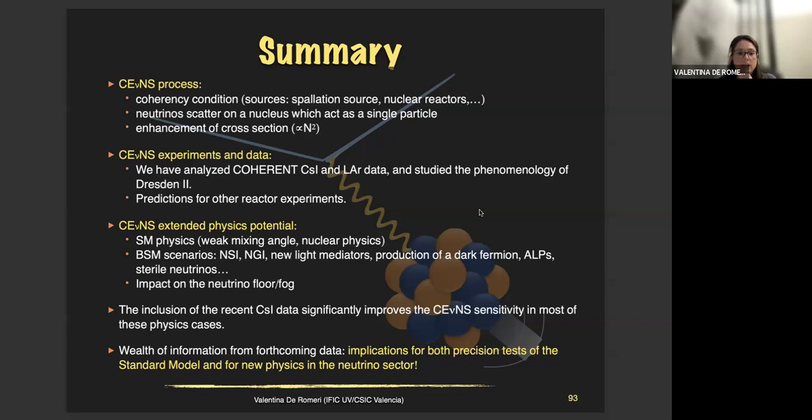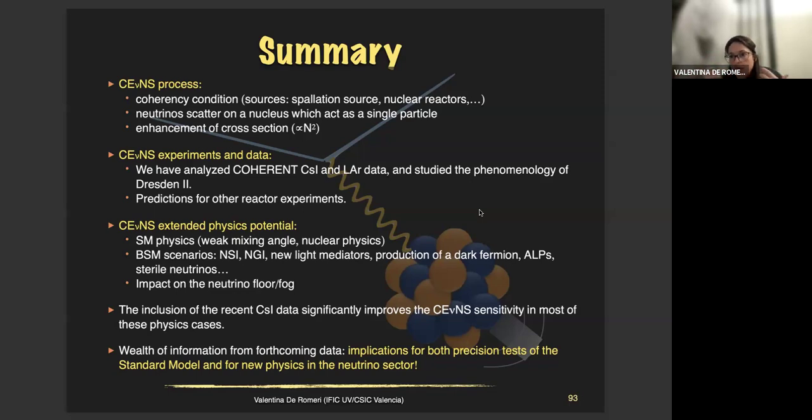And I have then discussed some implications of these CEvNS observations, in particular from the analysis of COHERENT and the Dresden-II data. Among the implications, I've discussed both standard model physics and BSM scenarios like new interactions, the production of new particles, and so on. I've also quickly commented about the impact of CEvNS on the so-called neutrino floor or fog, so on dark matter searches. Concerning the results that I've shown based on the analysis of COHERENT data, the main message is that the inclusion of the recent cesium-iodide dataset significantly improved the sensitivities in most of these cases.